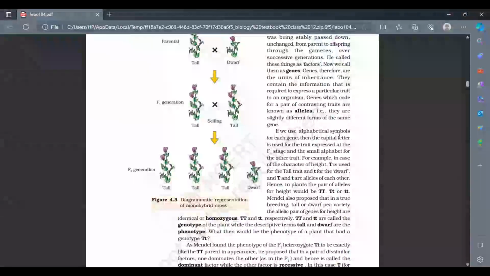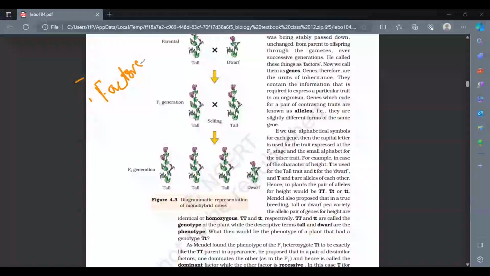Also, one more thing is that Mendel never used the word genes because he was not aware of the nucleus, he was not aware of the chromosomes. During his time, there was no concept of DNA either. So he never used the word genes. The term used by Mendel was factors. So when you're writing your answers, or sometimes it can come as an MCQ also, remember that he never used the word genes. He used the word factors. He said these are the factors that are influencing the character.